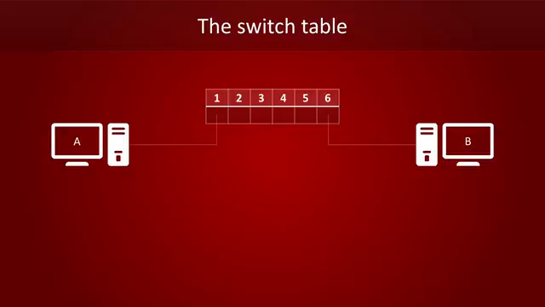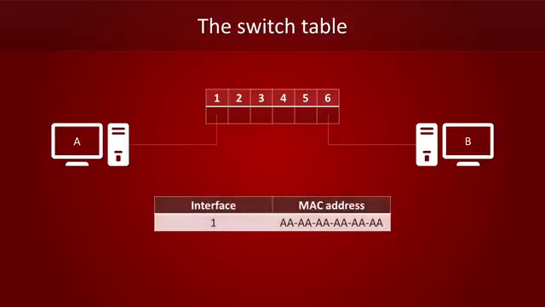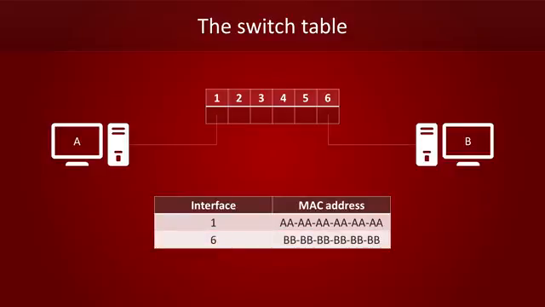If computer A has a MAC address of 6 times AA, then the switch will know that the computer with that MAC address can be reached on interface 1. In addition, we know that computer B, which has a MAC address of 6 times BB, can be found on interface 6. All this information will go into the switch table.